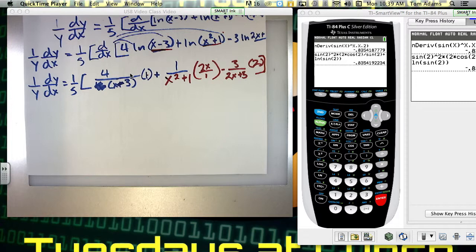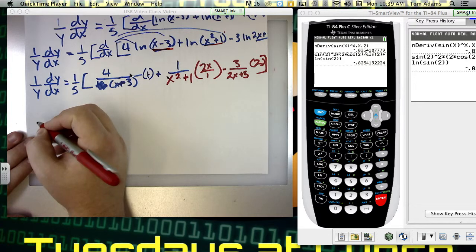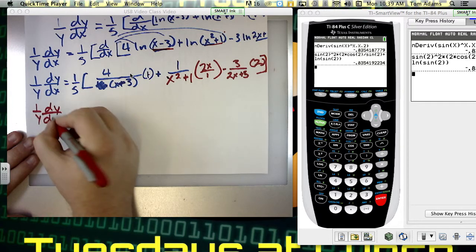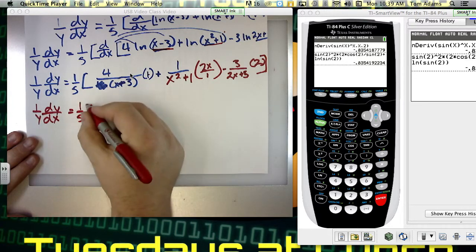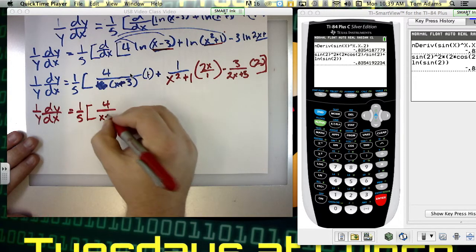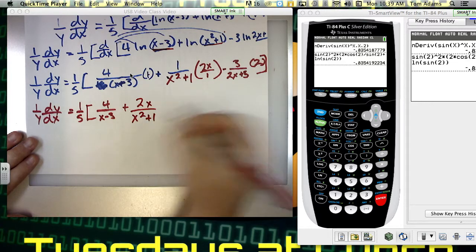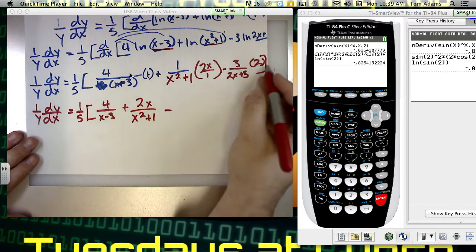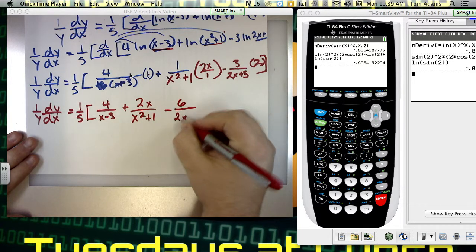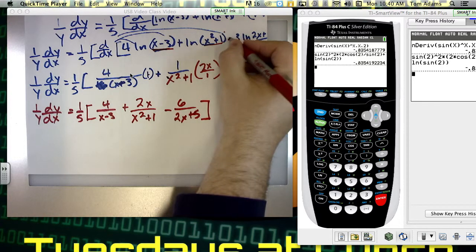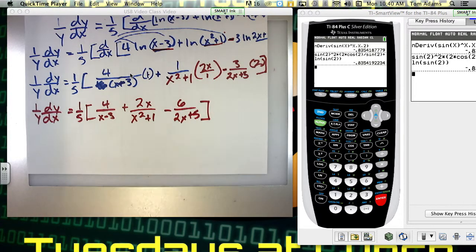So we're almost done. Now, if I clean this up a little bit, I get 1 over y dy/dx is equal to 1/5 times the quantity 4 over x minus 3 plus 2x over x squared plus 1 minus, oh wait, yeah, and then this is 6 over 2x plus 5, right? Instead of negative 3 on the first one? Yeah, because this was a negative here, and so that's a negative. So negative 3 times 2 is negative 6.